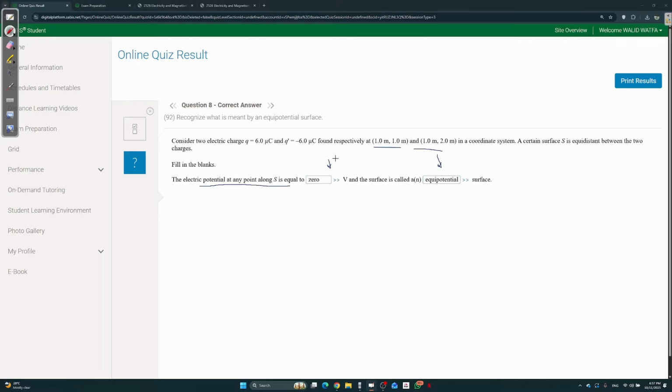Why? Because it's two oppositely charged particles, and you have a surface that's also equidistant. So if you have a charge here which is 6, one negative 6, and we have a surface equally distant between them, the potentials will cancel out left and right. So that's why we say that the electric potential at any point here will be 0. And obviously the surface is called equipotential.